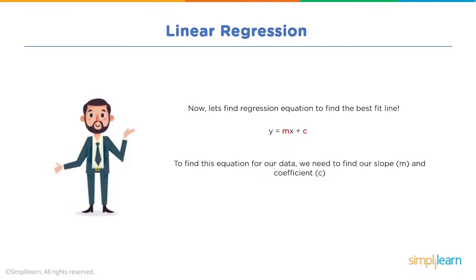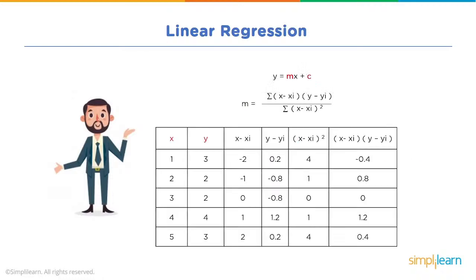Now let's find our regression equation to find the best fit line. Remember, we take y equals mx plus c, so we're looking for m and c. To find this equation for our data, we need the slope m and the coefficient c. m equals the sum of x minus x mean times y minus y mean, over the sum of x minus x mean squared. That's how we get the slope of the line.